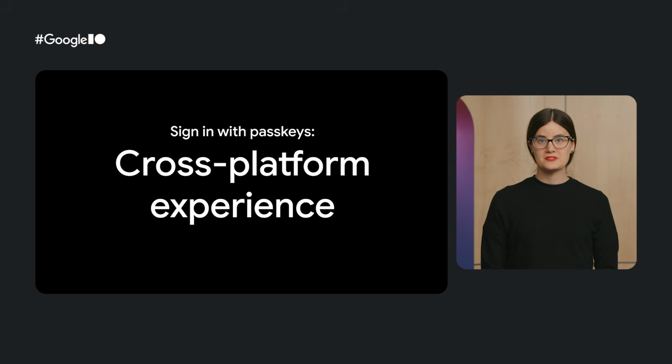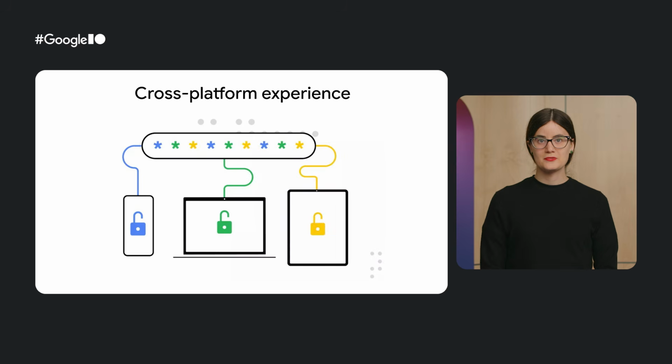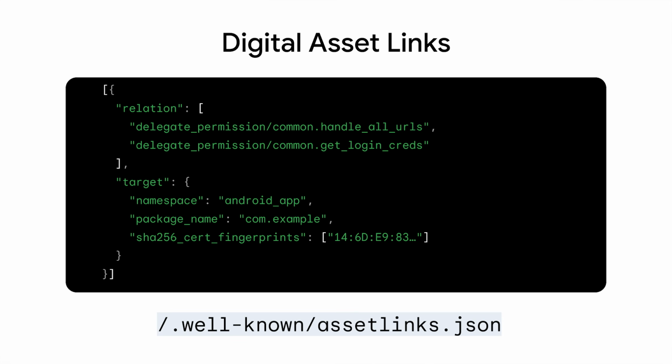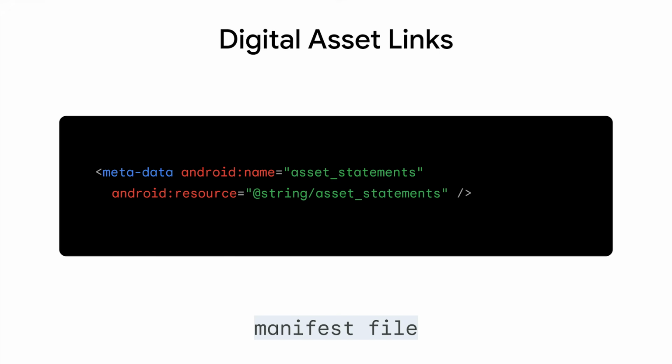It's important that your user's experience is consistent, not just in the browser, but across all the user's devices. To ensure a smooth cross-platform experience, you can establish a verified relationship between your website and your mobile apps. For your Android app, specify the association using the digital asset links file at assetlinks.json on your server. You'll need to include the application's package name and its SHA-256 signing certificate fingerprints. Add the handle all URLs and get login creds relation. And don't forget to update your app's manifest file to enable Passkeys.